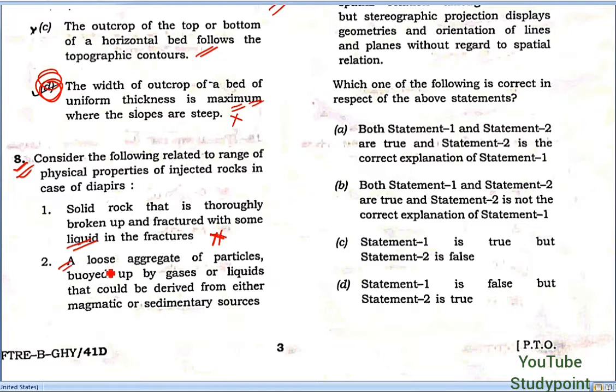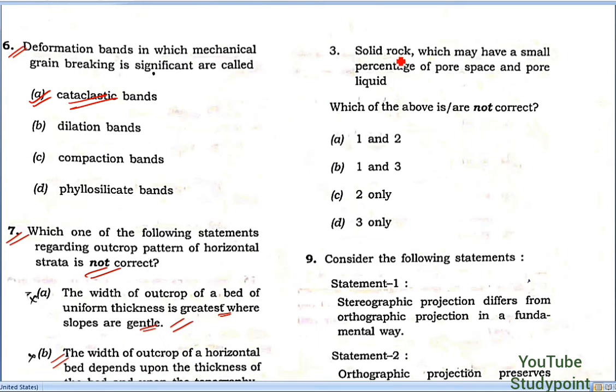Next, option 2: A loose aggregate of particles buoyed up by gases or liquids that could be derived from either magmatic or sedimentary sources. This is right. Option 3: Solid rock which may have a small percentage of pore space and pore liquid. This is incorrect. Right one is option C, 2 only. 2 is correct.